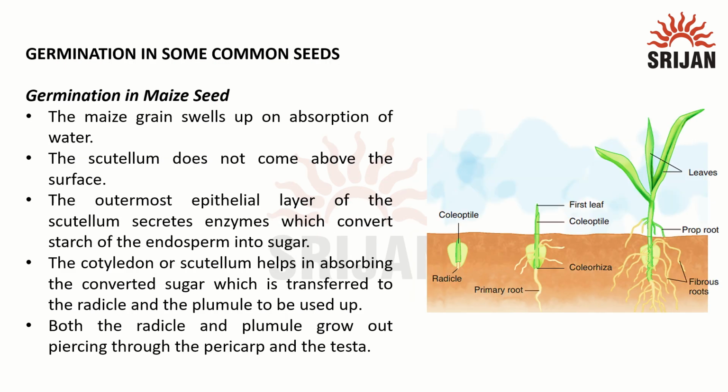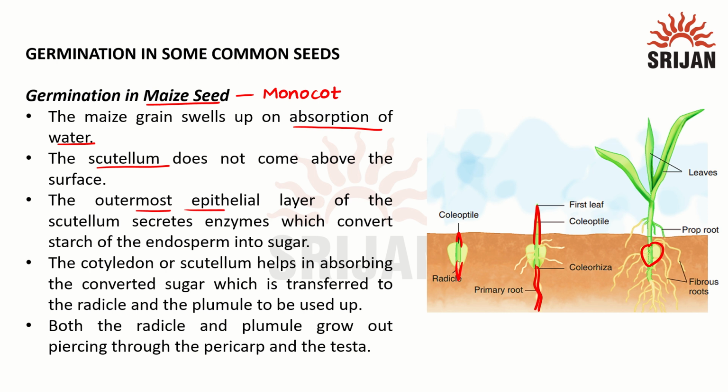Now, coming to the second type of seed, that is the monocot seed. The first step in any type of seed is to swell after absorbing water. But in maize it is different because the scutellum will never come above the surface, that is, the cotyledon always remains below. So you can see the germination is continuing but the cotyledon is still underground.